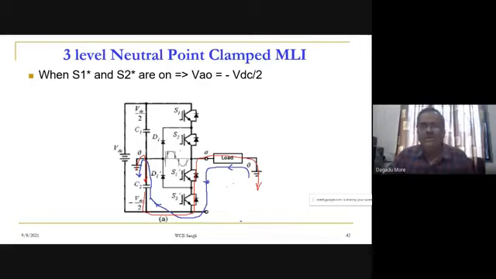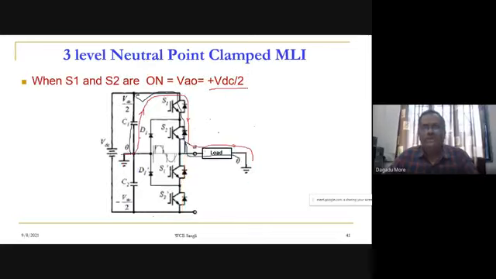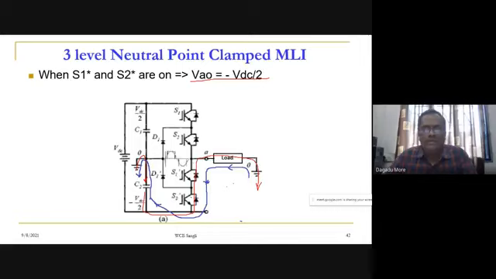And here we have seen that our VAO is minus VDC by 2. So we have shown here how we obtain plus VDC by 2: point A is connected to the upper portion, and that is why the upper capacitor is coming across the load, so it is plus VDC by 2. Here the lower capacitor is coming across the load, but in the reverse polarity, so we are getting the output of minus VDC by 2.